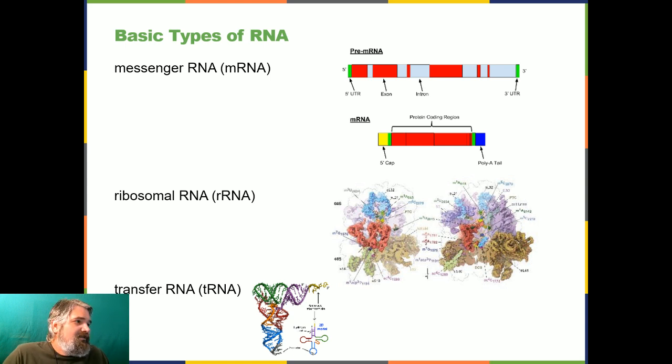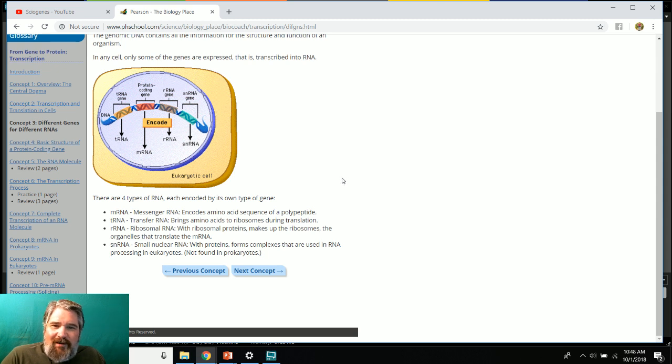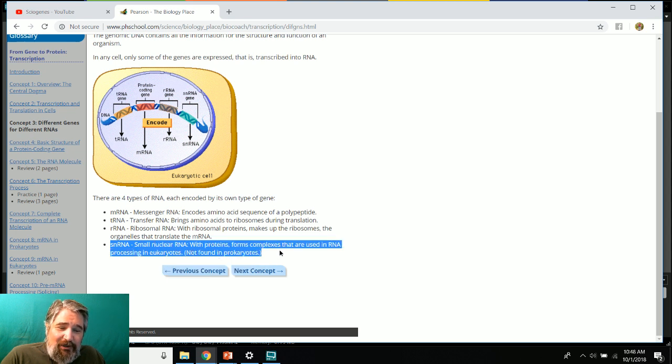Wait, we're talking about 4 types. What is it called, the other one? Oh, small nuclear RNA, snRNA. That's kind of useful. So here, we're talking about small nuclear RNA as well, and that includes a group of things like microRNA and whatnot. It's used in RNA processing in eukaryotes.